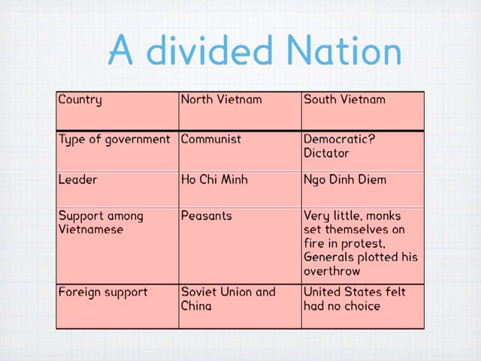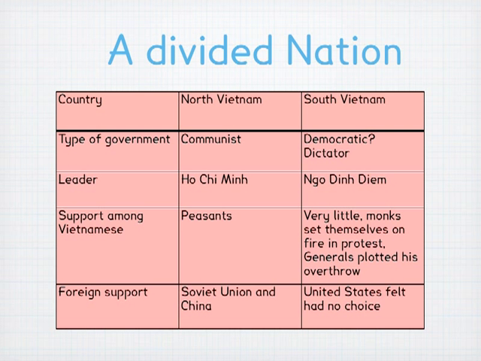Vietnam was divided then, as I said, into 2 areas, North Vietnam and South Vietnam. North Vietnam was communist, South Vietnam was supposedly democratic, but was in effect a dictatorship. Led by Ho Chi Minh, the North Vietnamese opposed the South Vietnamese led by President Diem. The North Vietnamese had a lot of support from the peasants, who made up the majority of the Vietnamese people. South Vietnam had very little support.